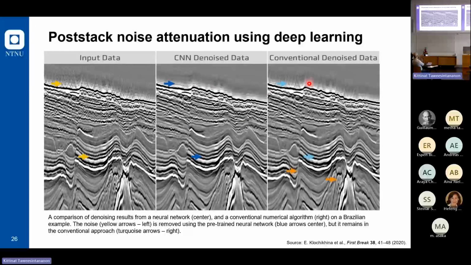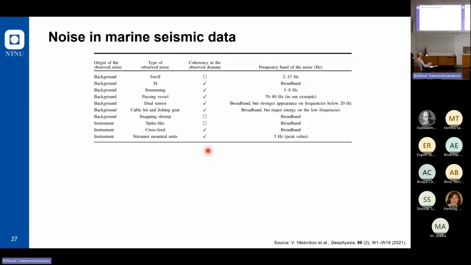Compared to the conventional noise removal technique on the right panel, it is very impressive that the noise has disappeared from the image already. You can also see some artifacts remaining in the conventionally denoised data, but you don't see them in the deep learning result. It's really impressive.